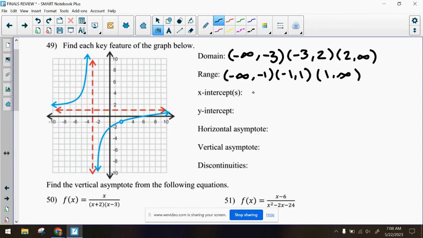This one we do have an x-intercept. It looks like it hits about at 6, so I'm going to say 6, 0. We definitely have a y-intercept as well that happens at 0, -2.